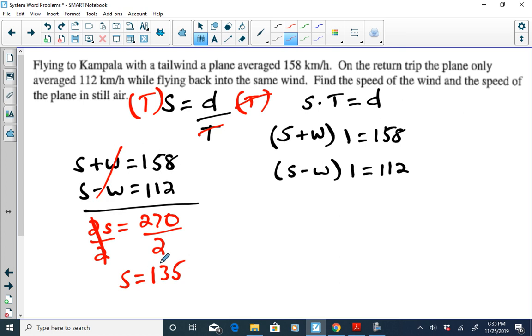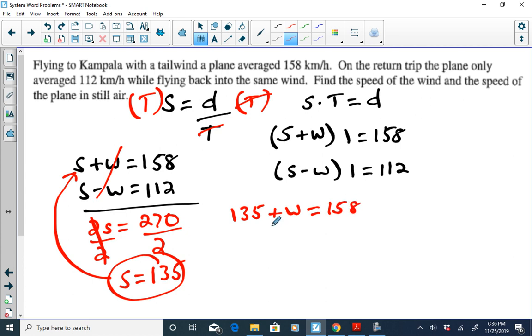To find the speed of the wind, we're going to take the speed of the plane. We're going to replace S with 135. So we wind up with 135 plus W is going to be equal to 158. We solve that equation for W by subtracting the 135 from both sides, and we get the speed of the wind is going to be equal to 23 kilometers per hour.